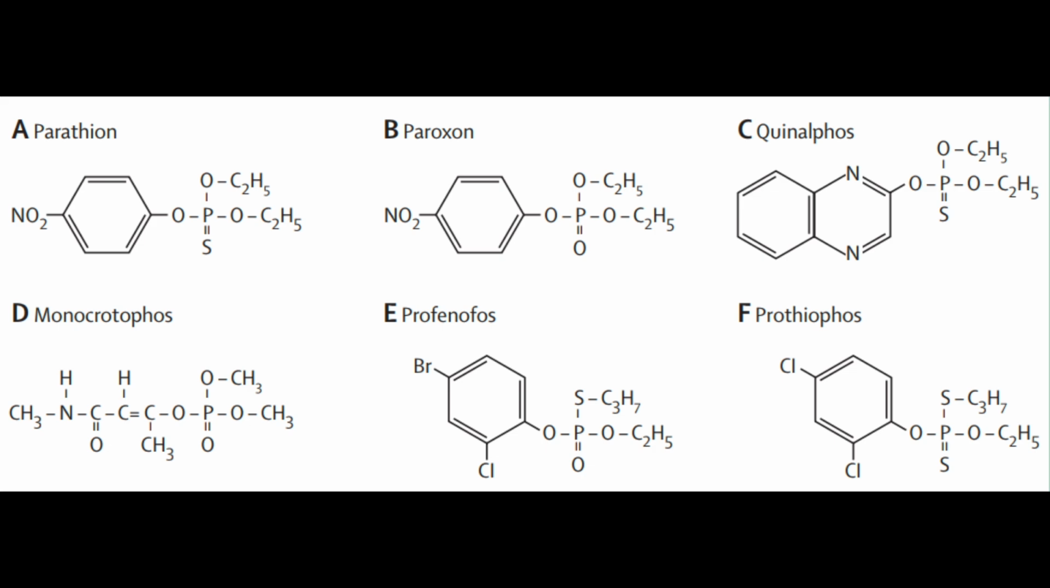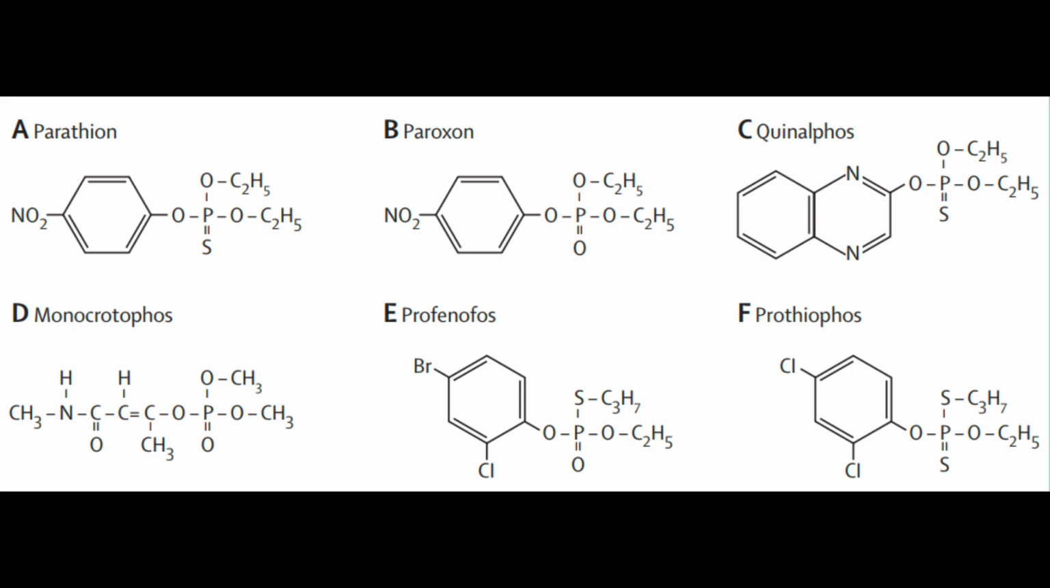First, we have the diethyl organophosphates. A, parathion. This is a thioate with a diethyl group and a sulfur atom attached to the phosphate. Parathion needs to be converted into its active oxon form, paraoxon, to inhibit acetylcholinesterase. B, paraoxon. Paraoxon is the active oxon form of parathion. It can directly inhibit acetylcholinesterase without further activation.